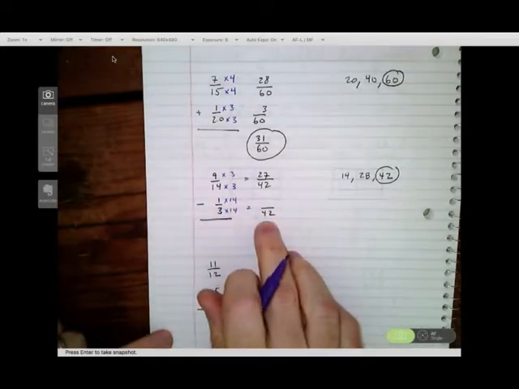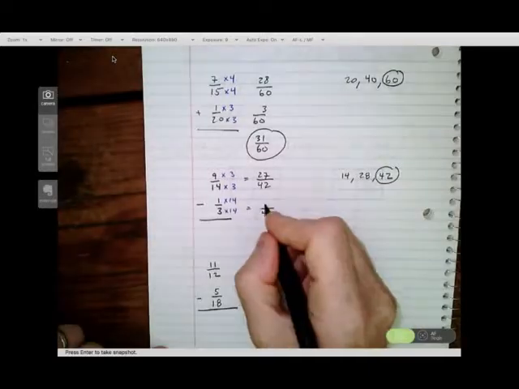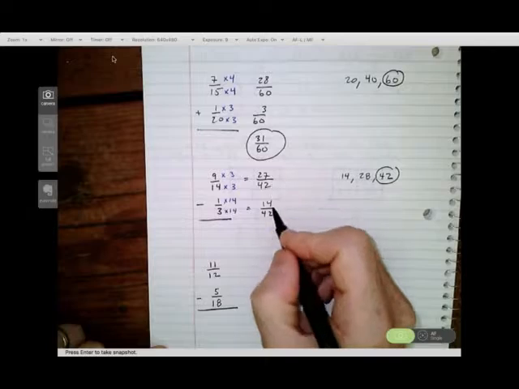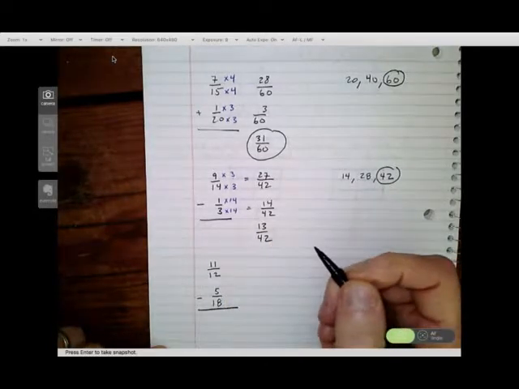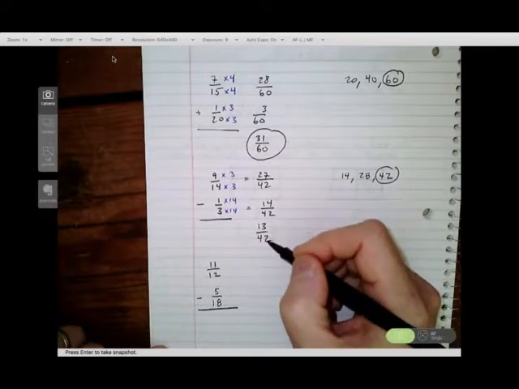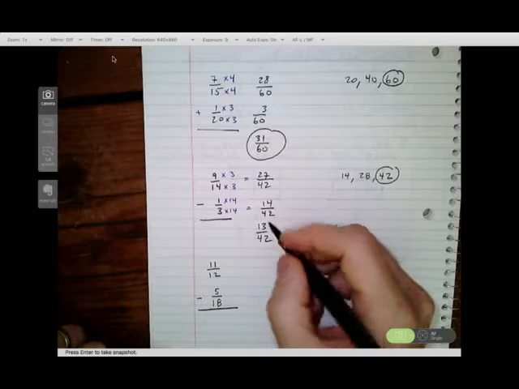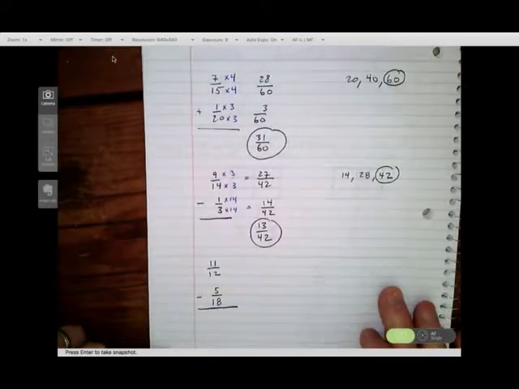Okay, 3 times 14 is 42. 1 times 14 is 14. Okay, remember I'm subtracting here, right? So 27 take away 14 is 13 out of 42. And then let's check, is that reduced as much as possible? And it turns out it is, because the only number that divides into both 13 and 42 is 1. So there is our answer.